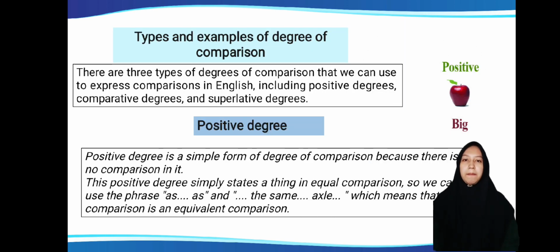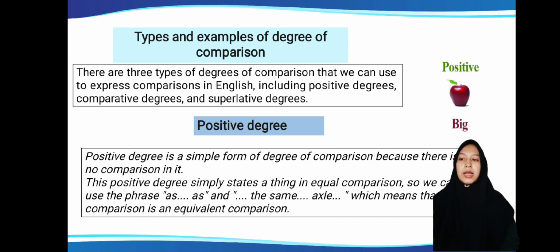Types and examples of degree of comparison. There are three types of degree of comparison that we can use to express comparison in English, including positive degree, comparative degree, and superlative degree. Positive degree is a simple form of degree of comparison because there is no comparison in it. This positive degree simply states a thing in equal comparison.